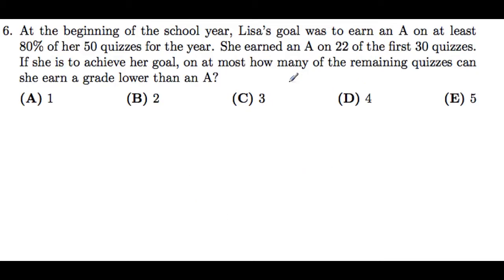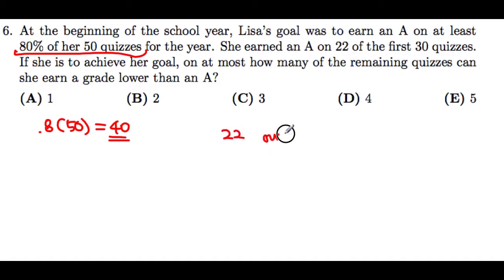Number 6. At the beginning of the school year, Lisa's goal was to earn an A on at least 80% of 50 quizzes for the year. So what is that? That's equal to 0.8 times 50, which becomes 40. But she earned an A on 22 of the first 30 quizzes. So 22 out of 30. Now, we realize that she has 20 remaining.